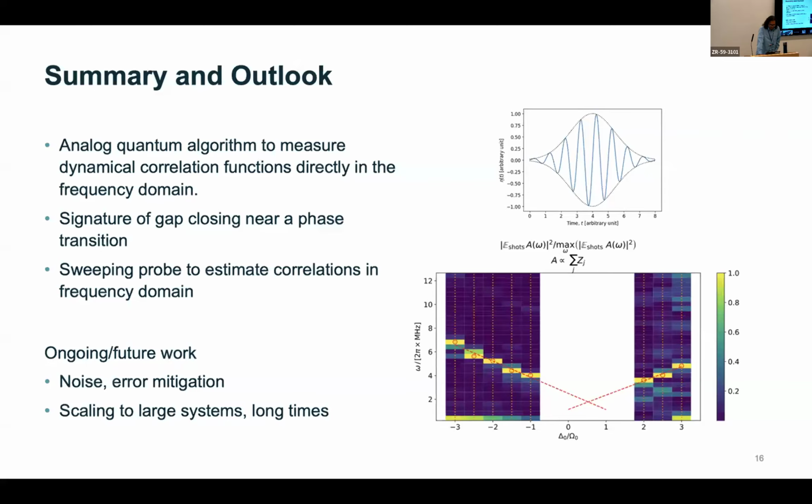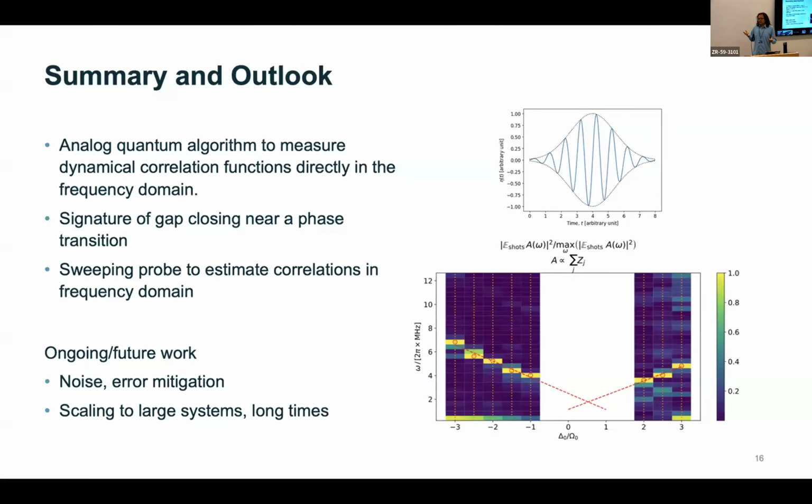Okay, so that's all I had to say. I just want to say that we used an analog system with an algorithm to measure the dynamical correlation function directly in the frequency domain. We saw some signatures of gap closing near a phase transition, and we could, as I showed you earlier, sweep the probe frequency to estimate correlation directly in the frequency domain. Now, I didn't say anything about noise. That's because everything I showed you had no error mitigation, nothing. It's just raw experimental data. The only thing we did was Fourier transforms. So we want to look at how noise affects our simulation, see if we need to mitigate errors.